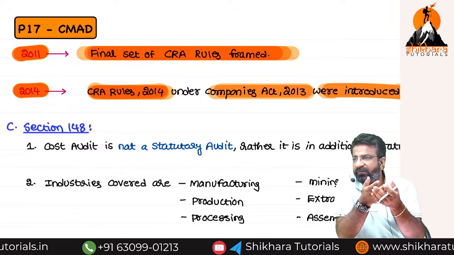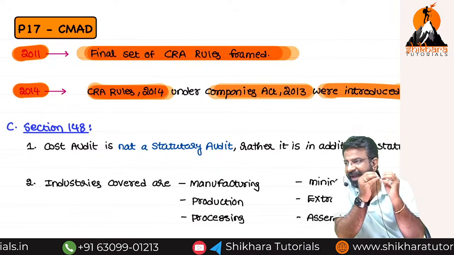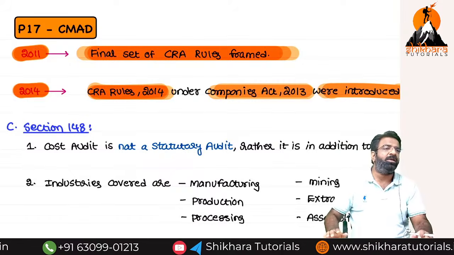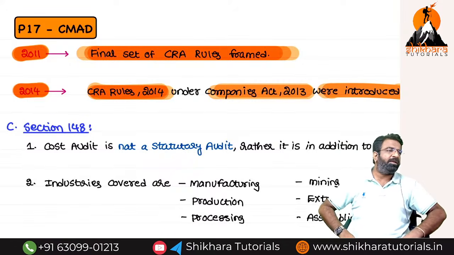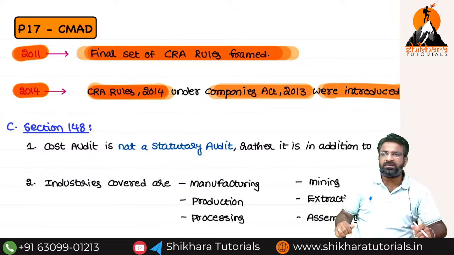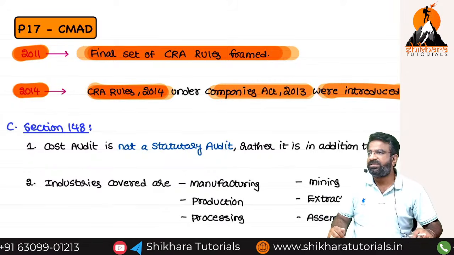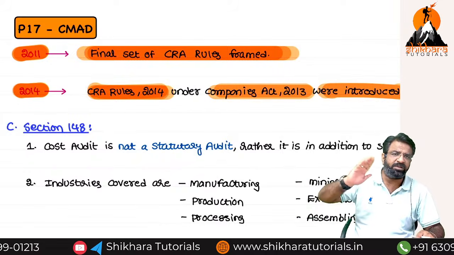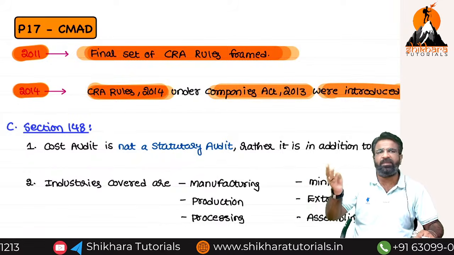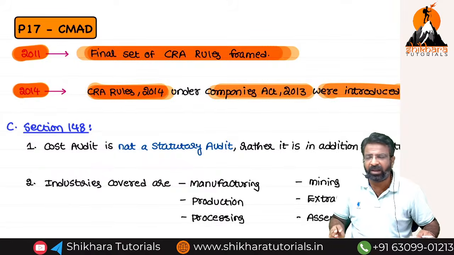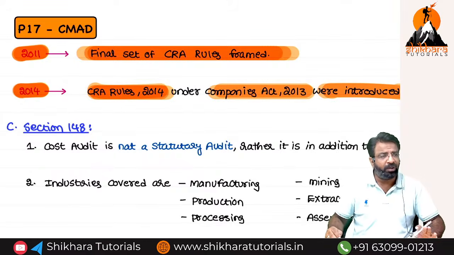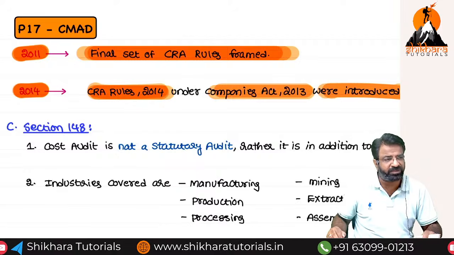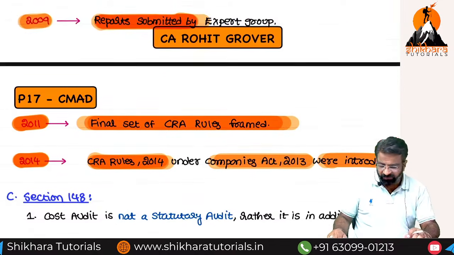But immediately after 2 years, what happened? Companies Act 1956 got replaced by what? Companies Act 2013. And that's why CRA rules 2011 got changed to what? CRA rules 2014. Since then, we had so many amendments in 2014, then we had some amendments in 2019 and like that. But now the rules name is CRA rules 2014. So this is the brief history we have done.